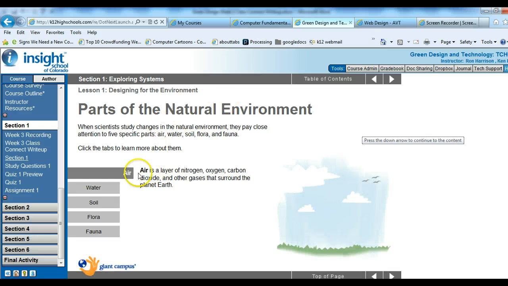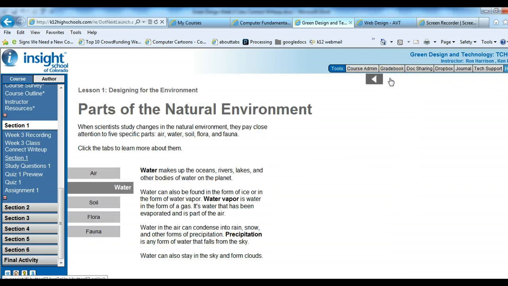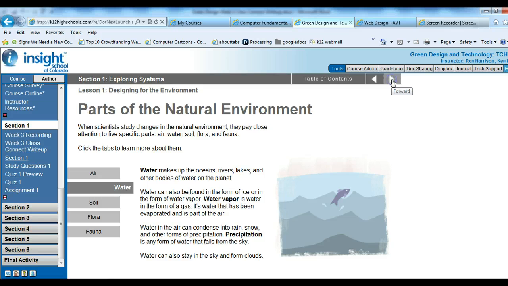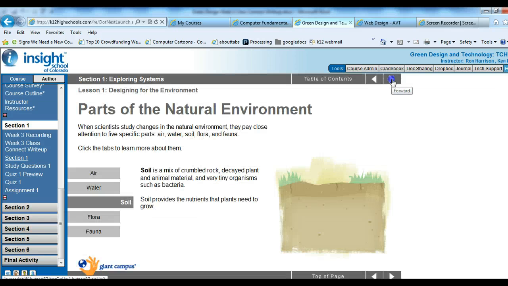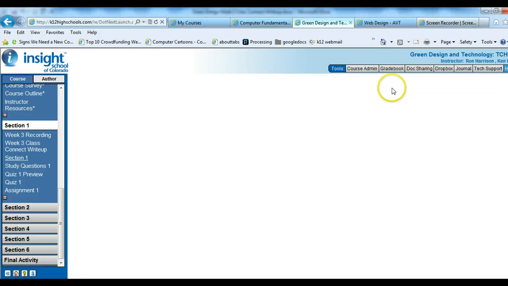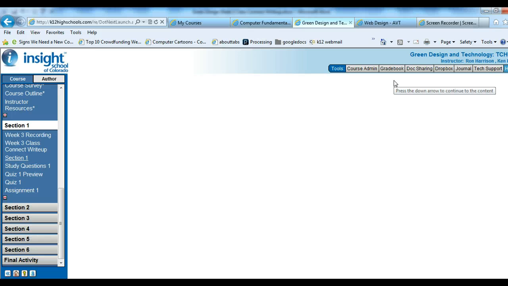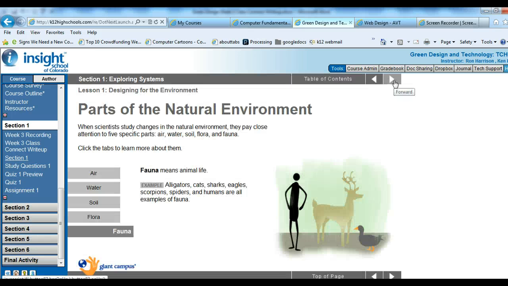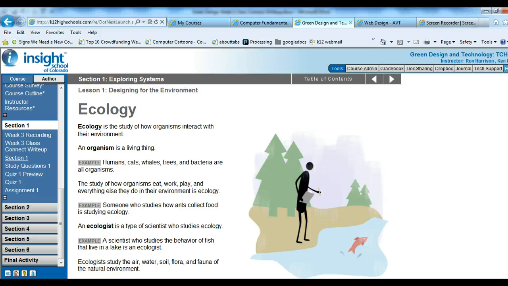Different parts of the natural environment: the air, the water, soil, flora, and fauna. As you go through these slides, I'll call them slides, but each of these individual screens, they'll tell you what all of those things are, the parts of the natural environment. Of course, flora and fauna. Flora is like flowers, so it has to do with plants. Then fauna is the animal life in an environment. It's another practice activity. Do that.